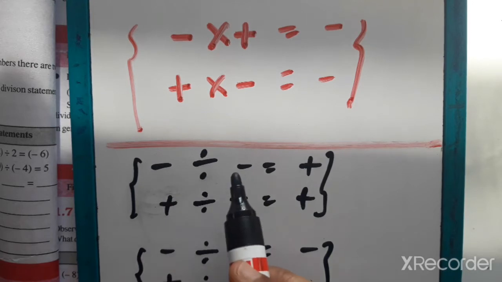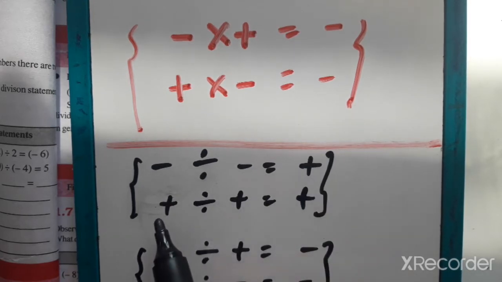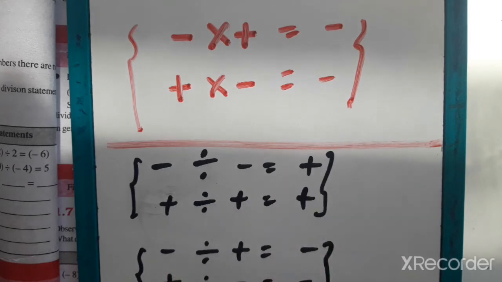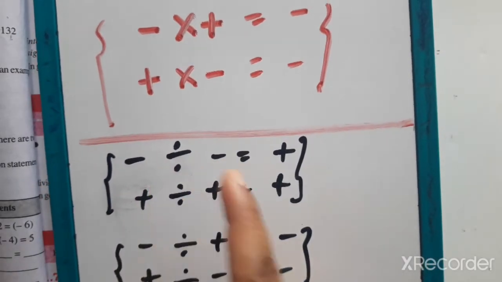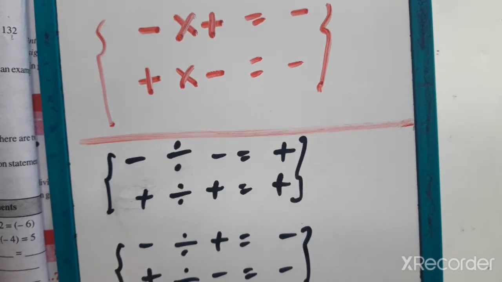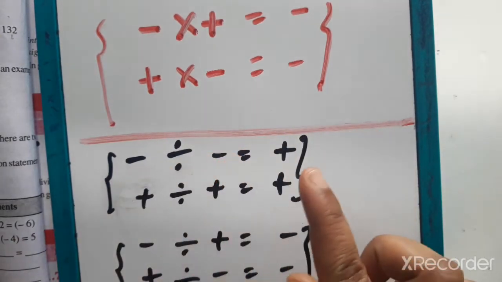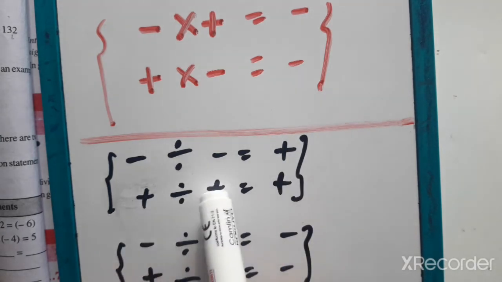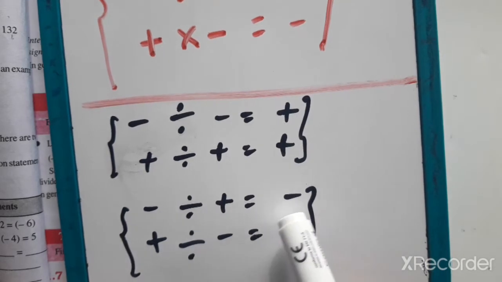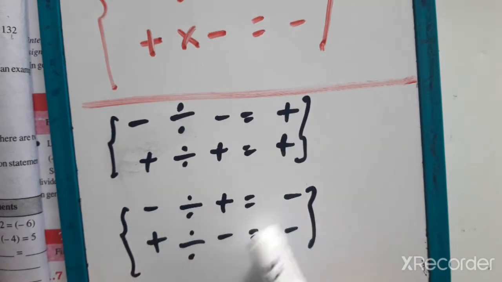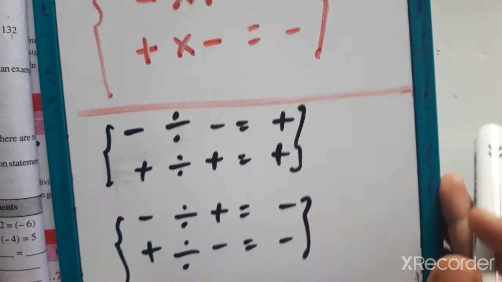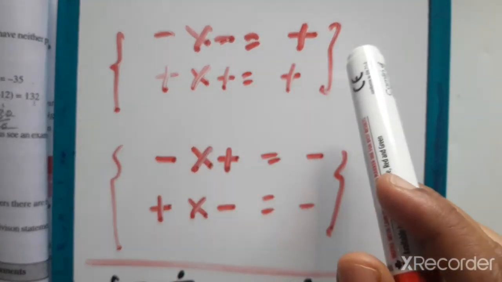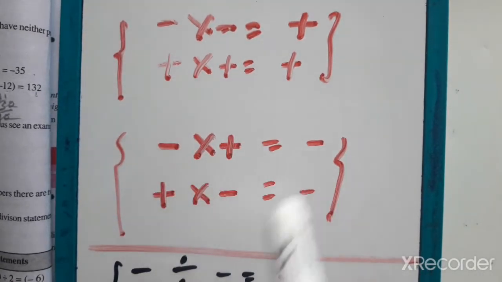If minus divided by minus, the answer is with the plus symbol, plus divided by plus, the answer is with the plus symbol, which means same symbol means plus symbol. The same method is applicable for division. So minus divided by minus means the answer is plus. Same symbol divided by the same symbol means plus, different symbol means minus. Minus divided by plus means minus symbol, plus divided by minus means minus, the same multiplication rule.